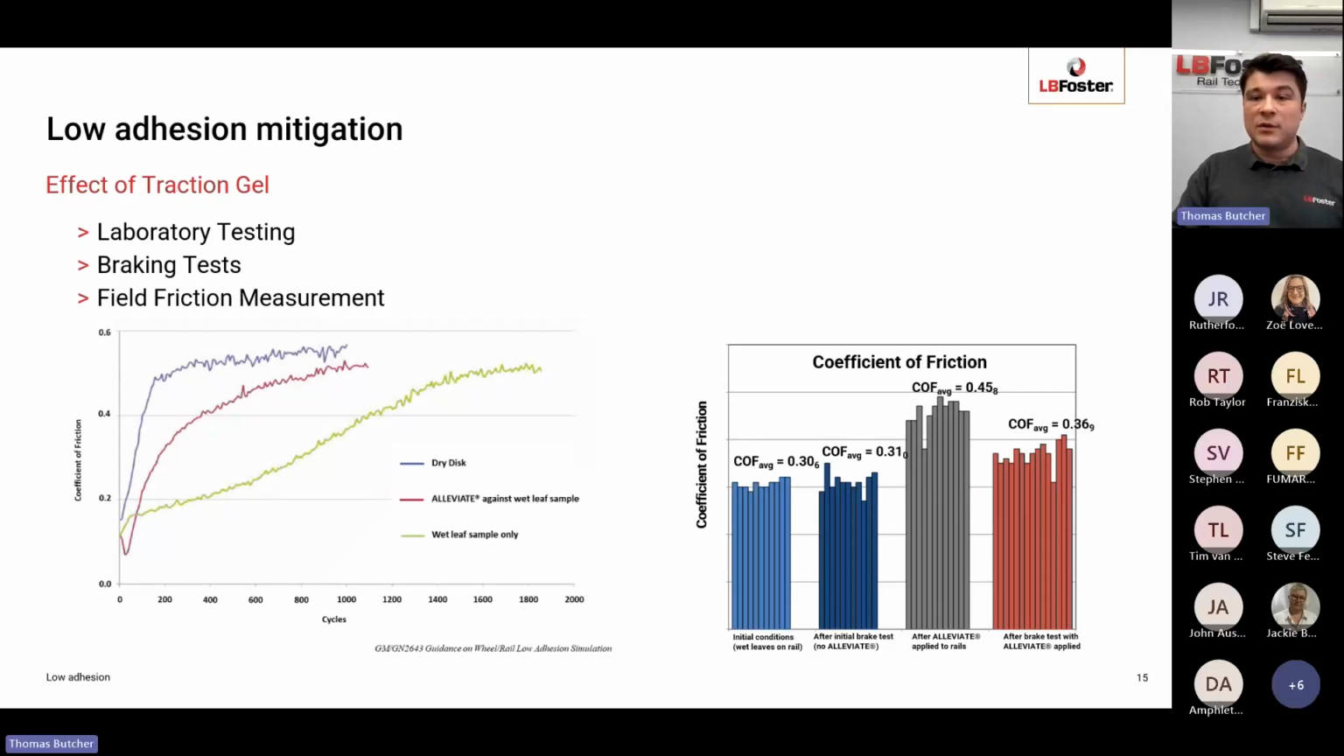Alleviate has been tested in multiple field and laboratory trials and proved to be effective in restoring adhesion levels. The graph on the left shows the results of twin disc testing, comparing a dry contact with wet leaves and Alleviate with wet leaves. This shows that adhesion is quickly recovered when used on a wet leaf layer. The graph on the right shows field trial data with the coefficient of friction levels for before and after brake testing with Alleviate with and without leaf layers. It clearly shows that Alleviate increases the friction levels.